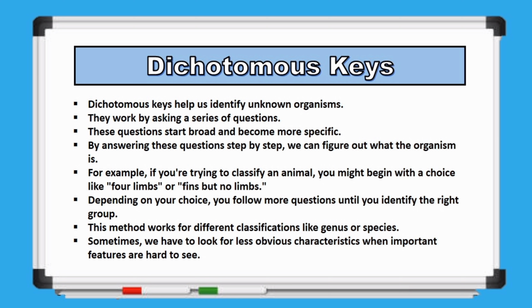This method works for various classifications, such as genus or species, and sometimes requires attention to less obvious features when key characteristics are not easily visible. By following these step-by-step choices, dichotomous keys provide an organized approach to identifying organisms accurately.